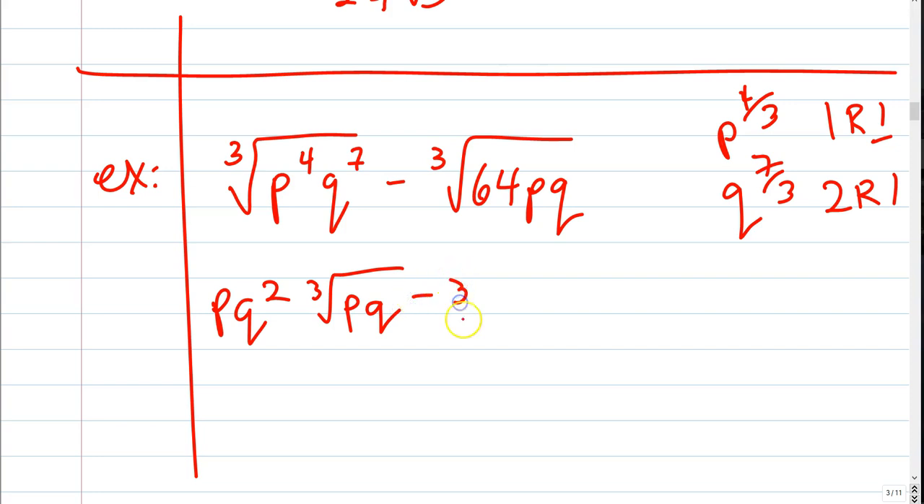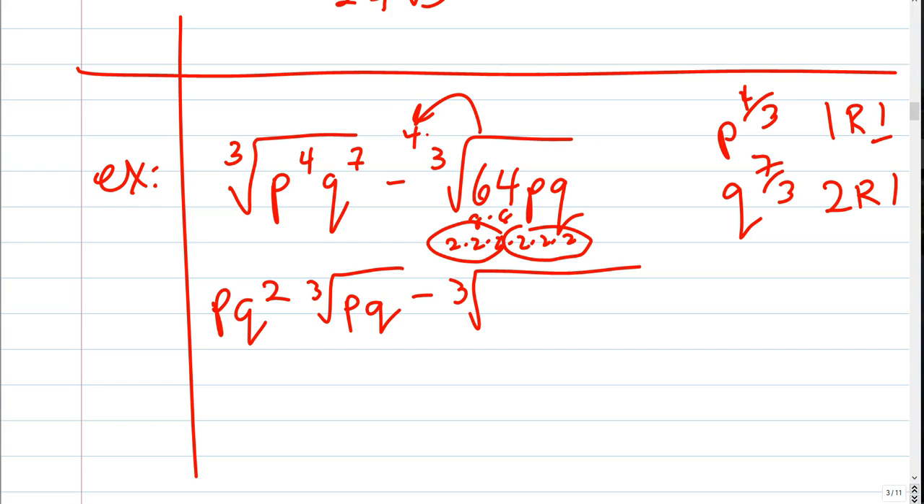Minus third root, 64 is 8 and 8. 8 is 3 2s. 8 is 3 2s. So 2 times 2, out comes a 4. So 4, third root of PQ.